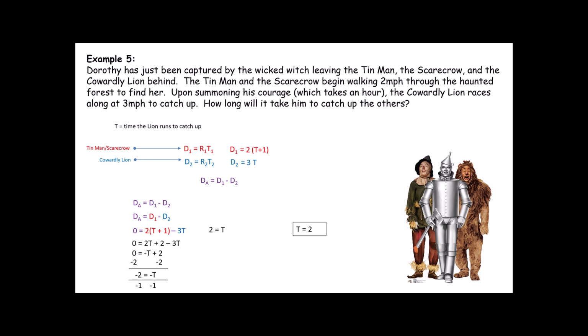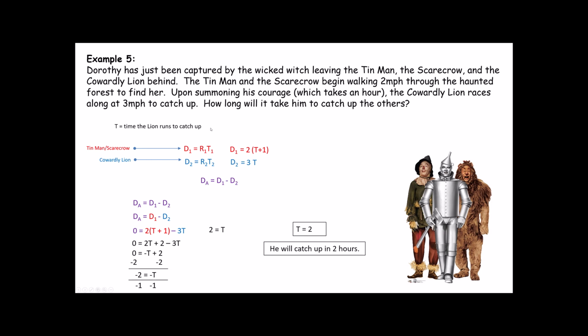And you end up with T equaling 2. He will catch up in 2 hours. I will tell you that most people tell me when the times are different, that's when they struggle the most. You have to be careful when defining your variable so you know which variable is T and which variable is an expression written in T.